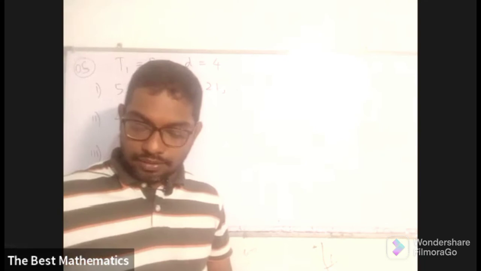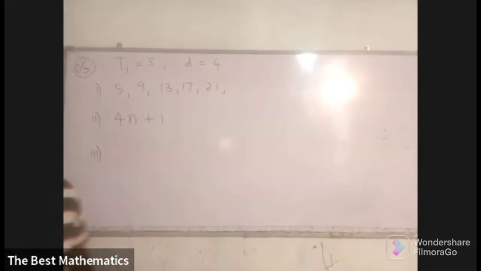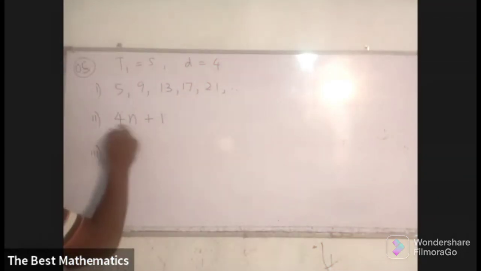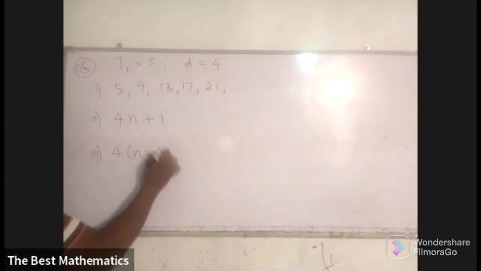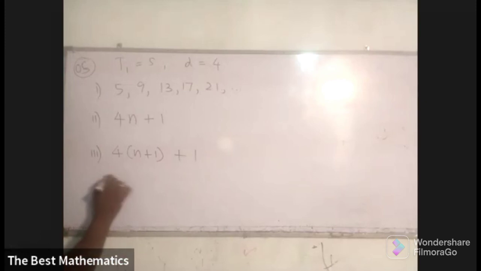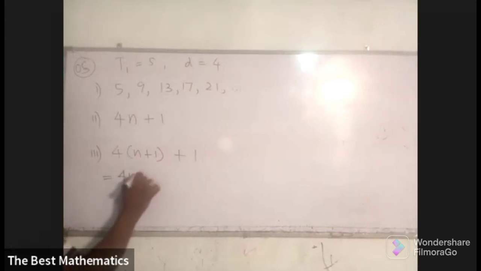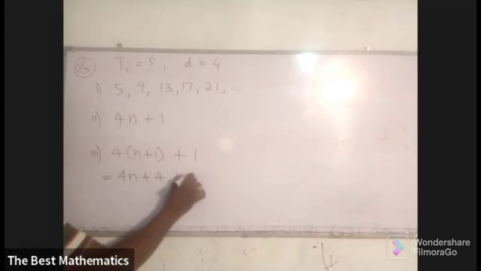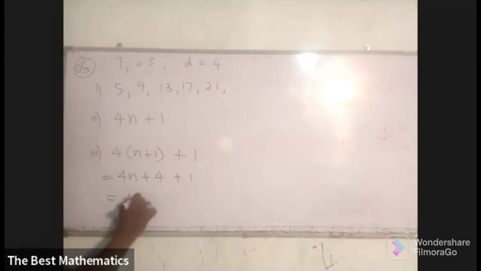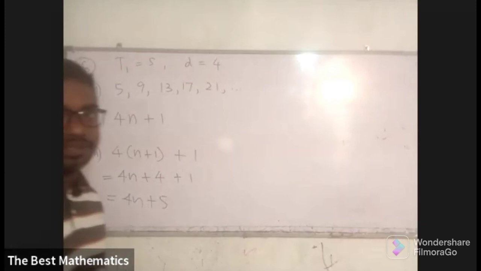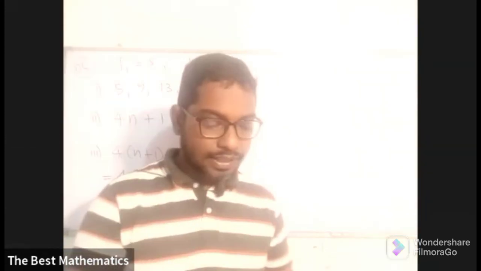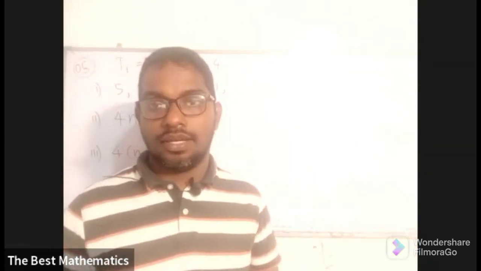Find the n plus 1 term. The general term is 4n plus 1. Apply n plus 1 for this n. 4 times n plus 1 is 4n plus 4, plus 1. 4n plus 4 plus 1 is 4n plus 5. So this is the n plus 1 term. Yes, Sudha. These are the answers for question number 7.